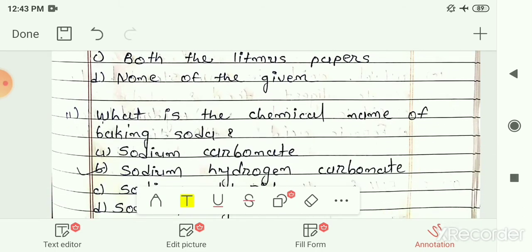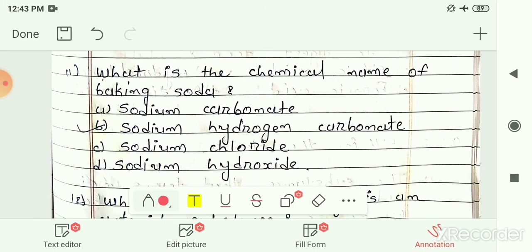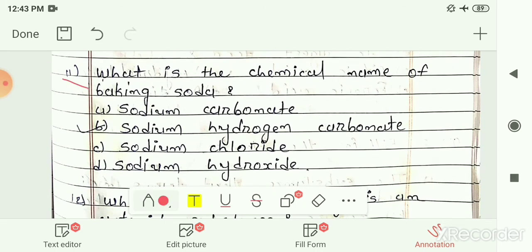Next, 11th number, what is the chemical name of baking soda? The options are sodium carbonate, sodium hydrogen carbonate, sodium chloride or sodium hydroxide. So here your answer is sodium hydrogen carbonate, the chemical name for baking soda.